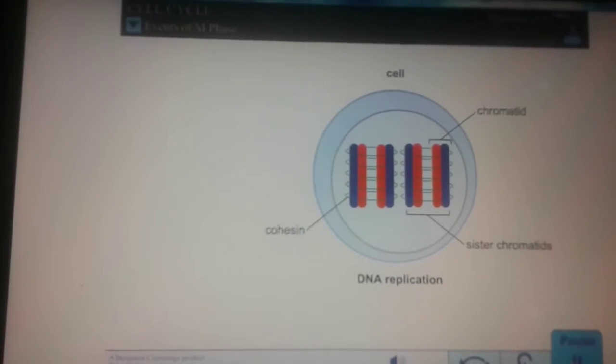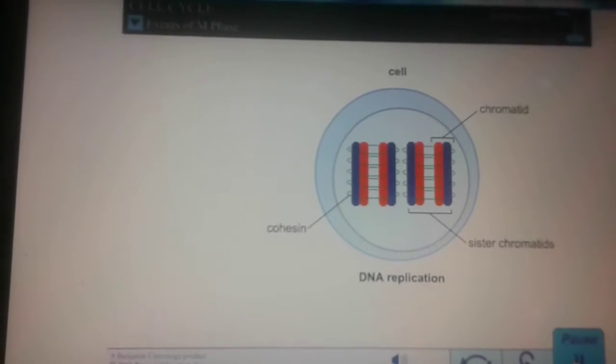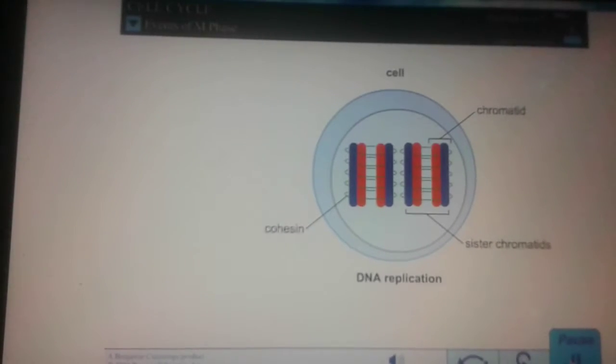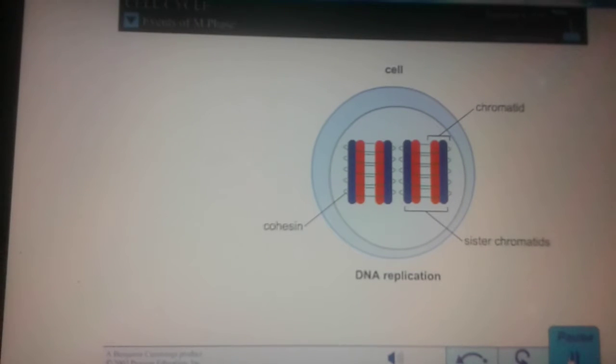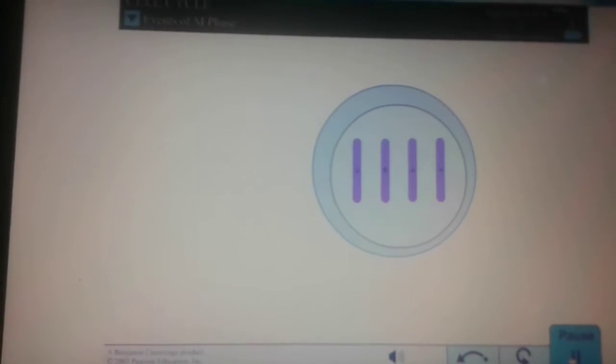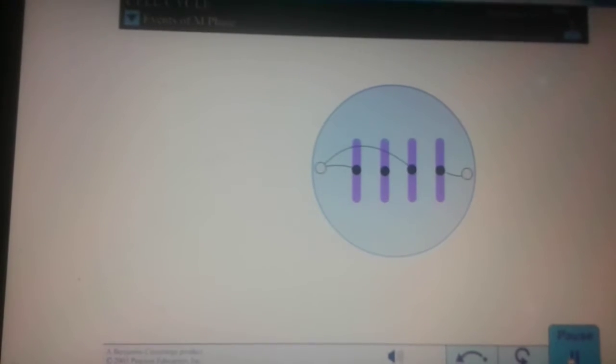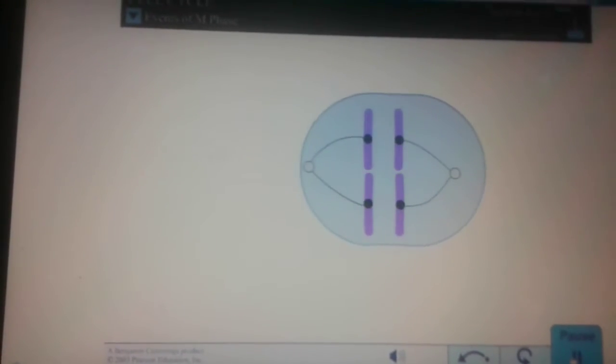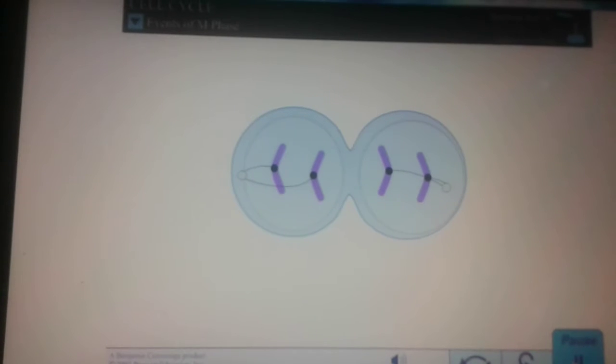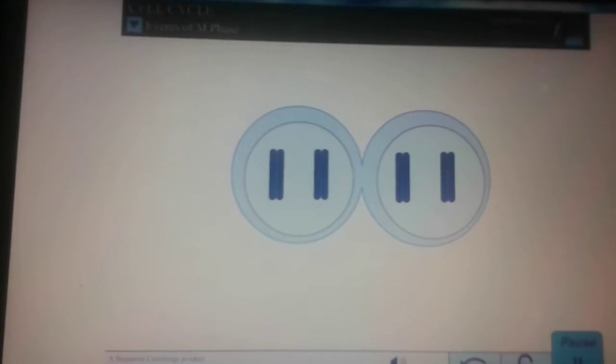Once the cell has duplicated its genome and has successfully passed the checkpoints of the G2 gap phase, the cell is ready to undergo mitosis. During mitosis, the sister chromatids are segregated to opposite poles of the cell. Each daughter cell thus receives an identical set of chromosomes when the parental cell divides.